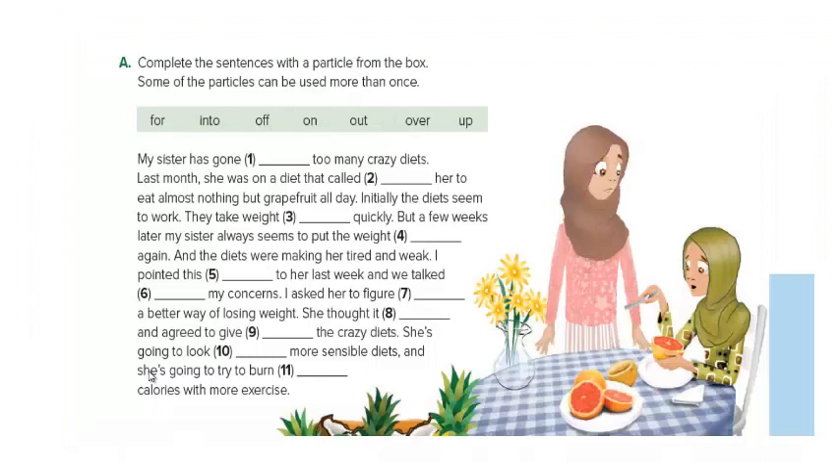Let's have an exercise. Think this exercise over. Complete the sentences with a particle from the box. Some of the particles can be used more than once. Are you up to this? Very nice. Here are the answers.